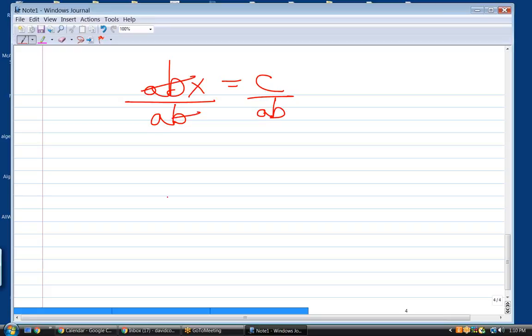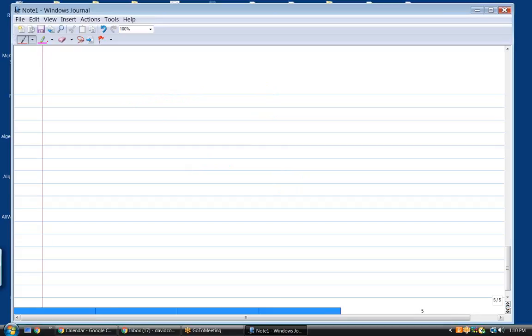Now, those cancel and I'm left with x equals C over AB. Excuse me, that looked like an E. Let me draw it as a C. Always remember, that's the secret to solving equations: you do the opposite of what it is currently doing.